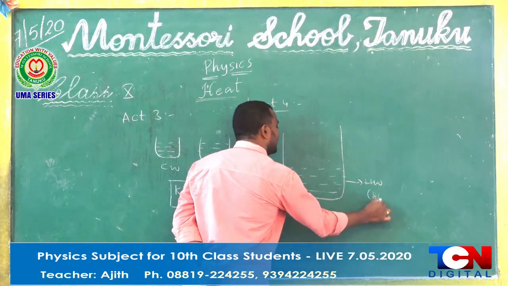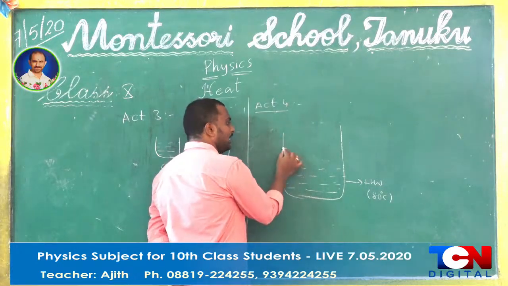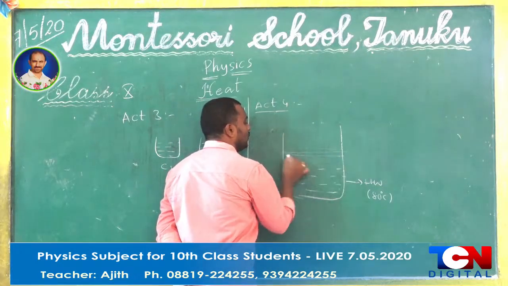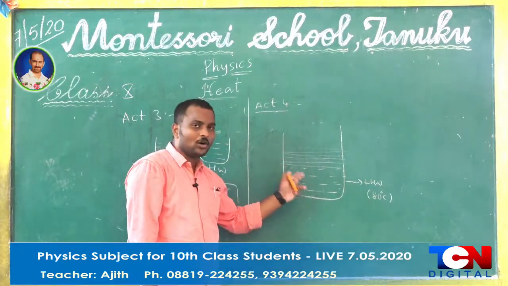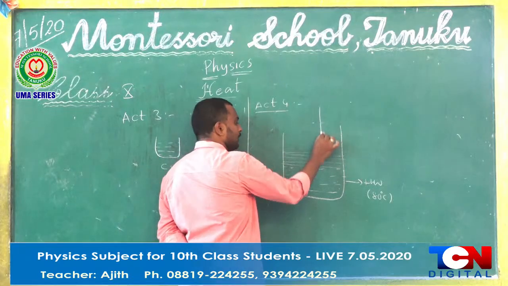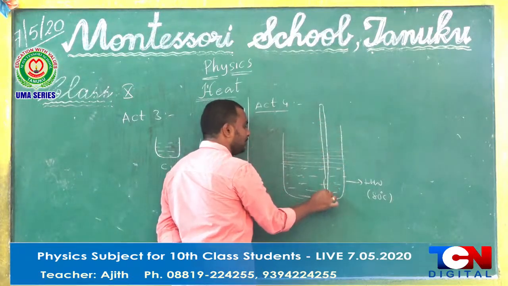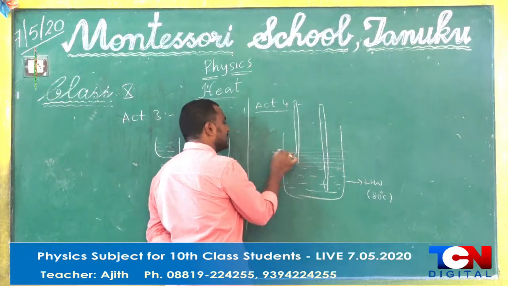Let the hot water be at 80 degrees Celsius. Now try to pour oil on the surface of the water. We know the density of oil is less than the density of water, such that the oil will float on the surface of the water. Now place thermometers in both the oil as well as water.